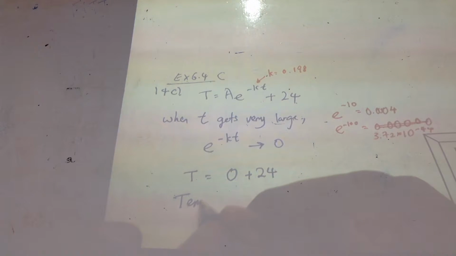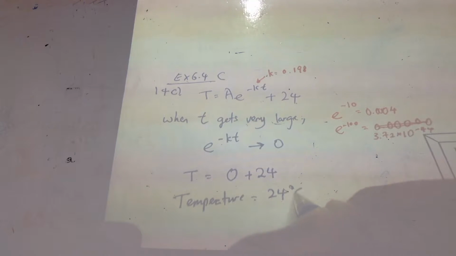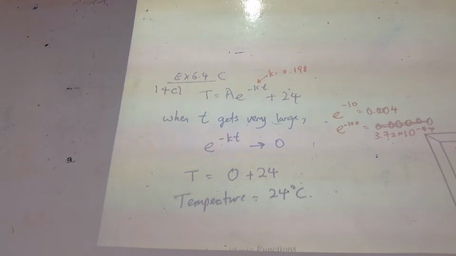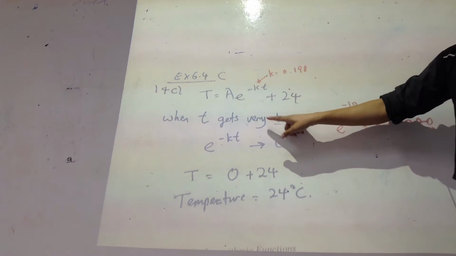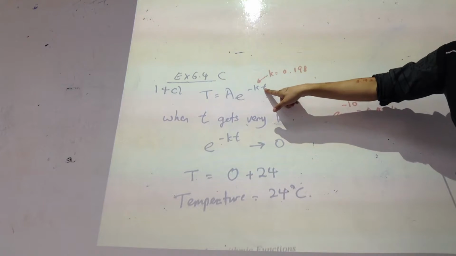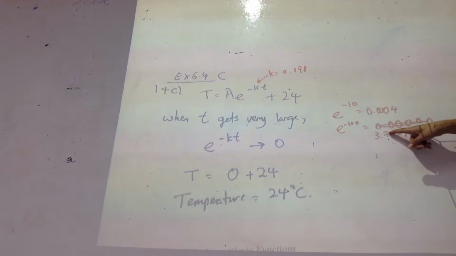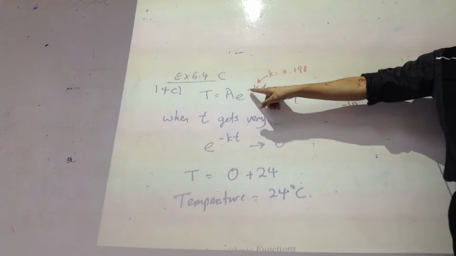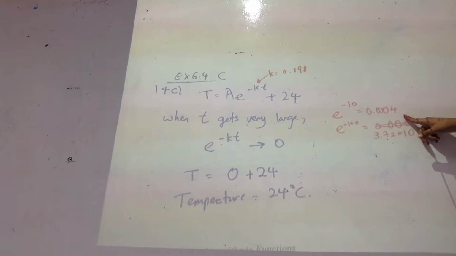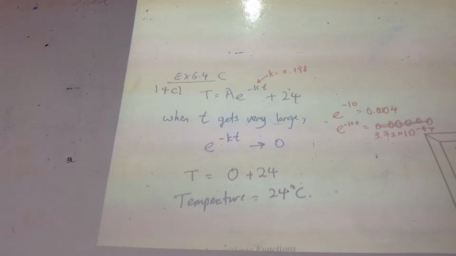So the temperature equals 24 degrees Celsius. Is it every question like that, that we assume? No. So what you do is, when t becomes very large, put inside the t and then see what it looks like. So in this case, put inside the t, it is very small. Now if this thing is positive, it's the opposite. It becomes very big. Then we see how the question asks.